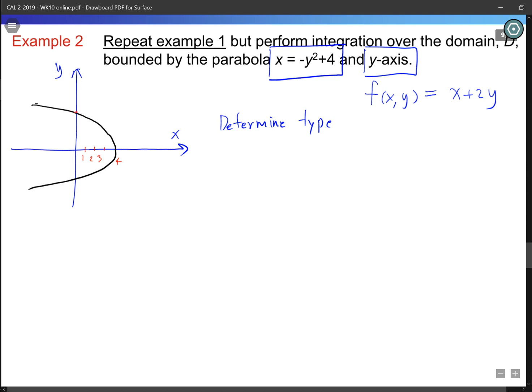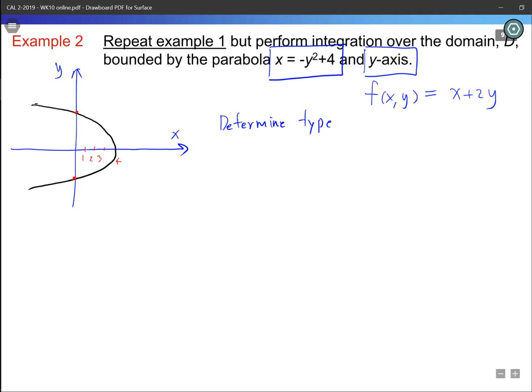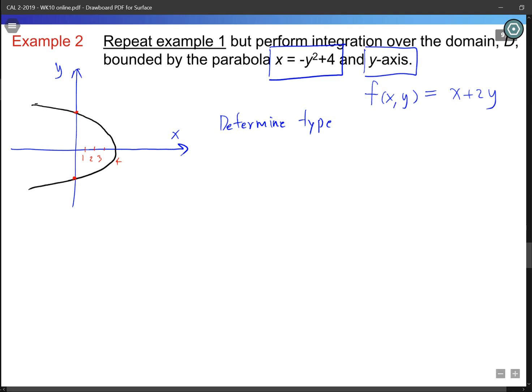I don't know about this intersection yet. We can find that out later. So with this, we have this enclosed area, this curve that we just drew, and the y-axis. It's going to look like this one, this shaded area. Okay, now we see this area.